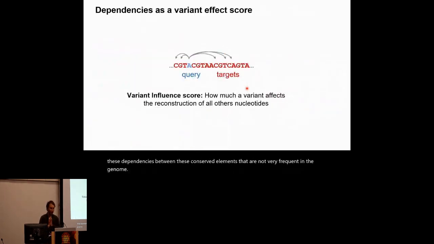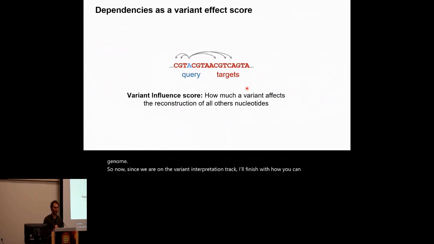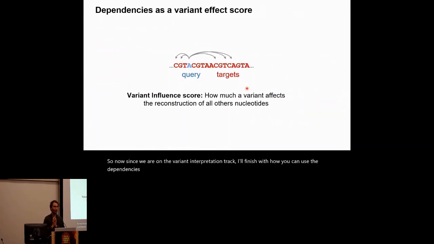So now, since we are on the variant interpretation track, I'll finish with how you can use the dependencies for variant effect scoring. Rather than taking the ratio between the reconstruction of the alternative over the reconstruction of the reference, as has been done, we take how a variant affects the reconstruction of all other nucleotides in the sequence as a variant effect score, how influential that variant is on the reconstruction.